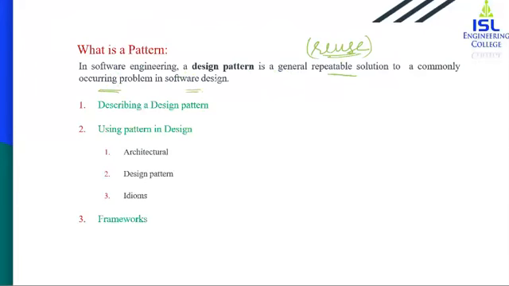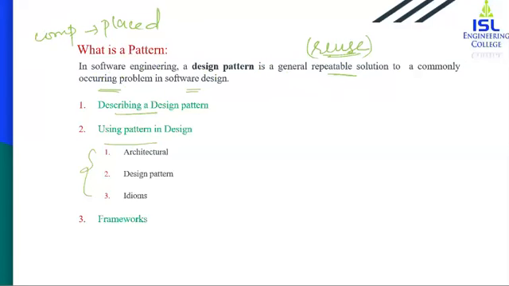Within the software design also, you're going to identify the different components, how these components need to be placed, and what the relationships should be. That is the same thing. So you're going to focus on how these patterns are going to be reused, and how these components are going to be placed within the software. Now, within this pattern, you're going to have 3 different things: how you're going to describe a design pattern, using a pattern in design, and patterns and frameworks.